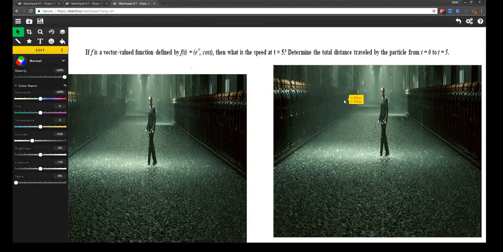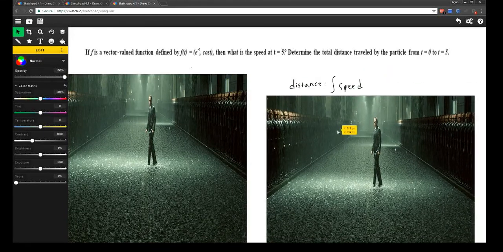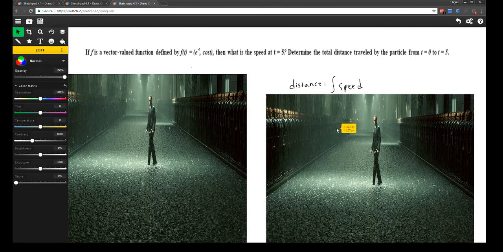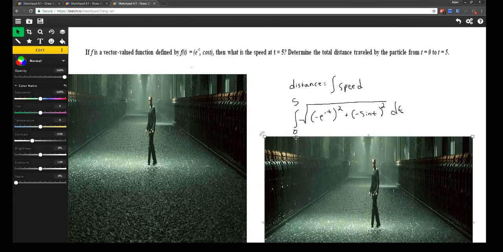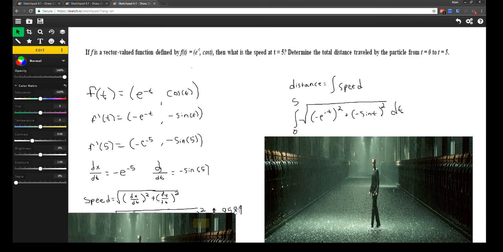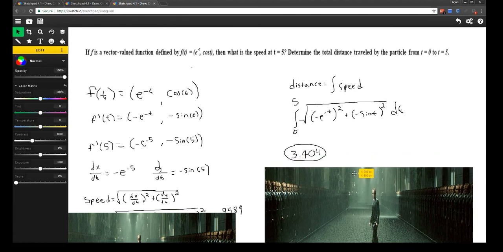And then to find the total distance, we have to remember that the total distance is equal to the integral of speed. And so we simply set that up from 0 to 5, and then we write the general speed function without the 5 in it like we determined here, but instead put t with respect to t, and then we get that the total distance traveled from 0 to 5, once we plug into our calculator, is 3.704.